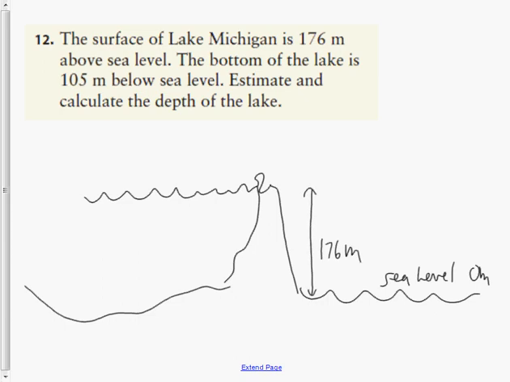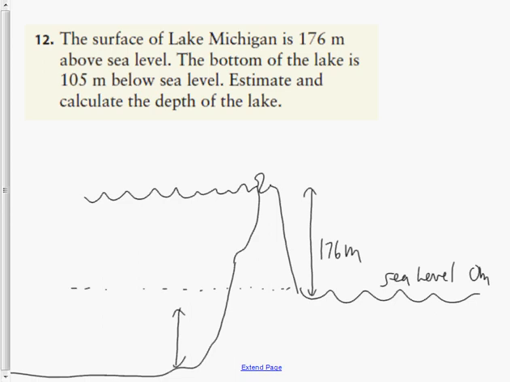But the bottom of the lake, oh, this is interesting. The bottom of the lake is 105 meters below sea level. So if I continue this off here, there's sea level, and this lake is 105 meters below sea level. Okay? Estimate and calculate the depth of the lake. So if this boat's up here on Lake Michigan, how deep is the lake?